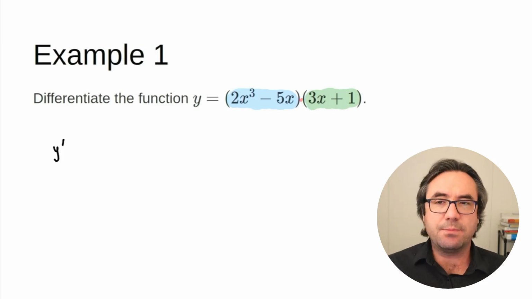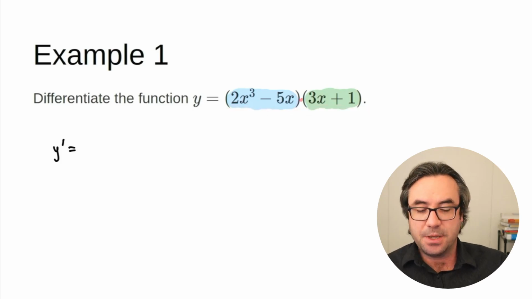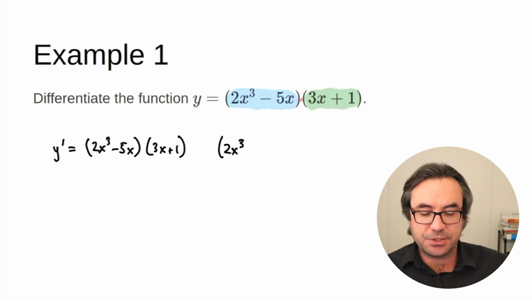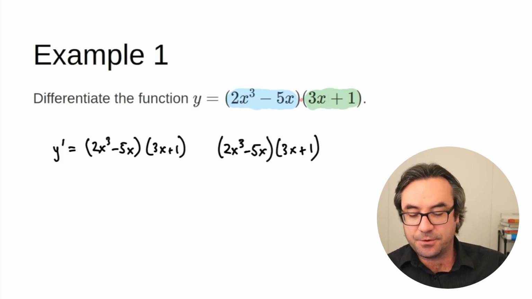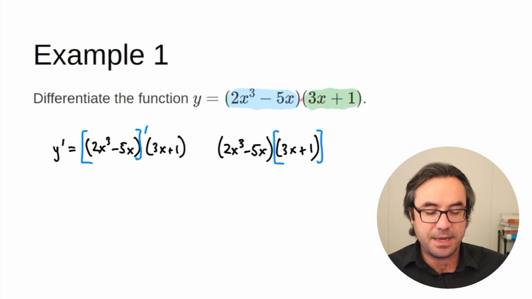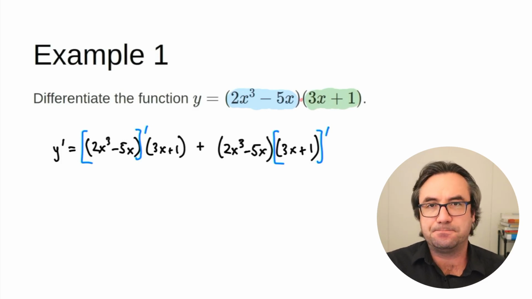We're going to calculate y prime. The way we apply the product rule is we just write down two copies of our product. So 2x cubed minus 5x times 3x plus 1, and then a second copy, 2x cubed minus 5x times 3x plus 1. In the first copy, we apply the derivative to the first factor, and in the second copy, we apply it to the second factor. And then with product rule, we put a plus sign in the middle.